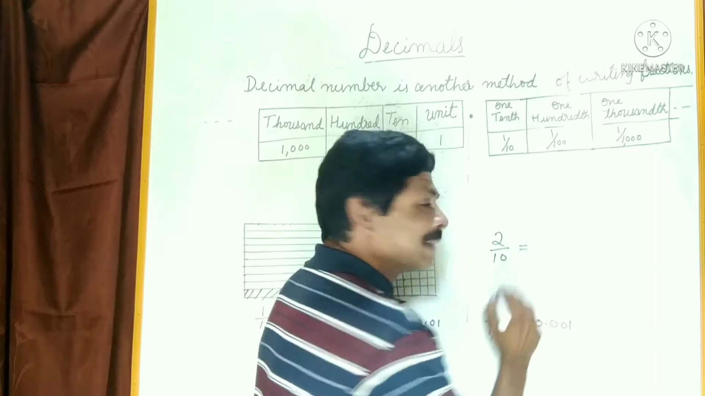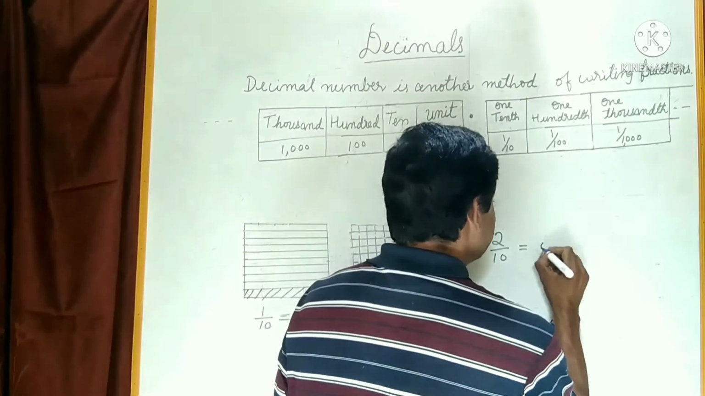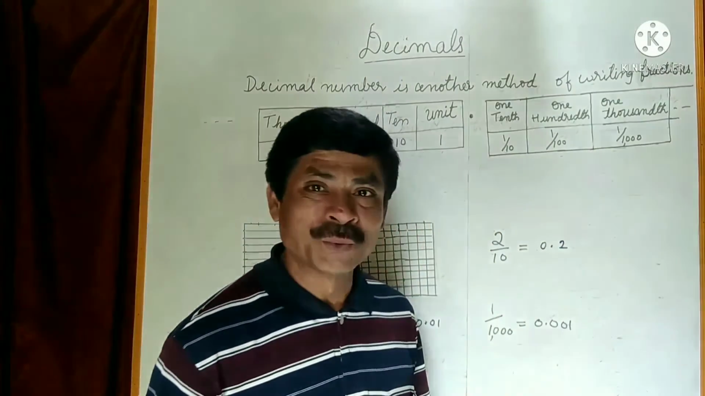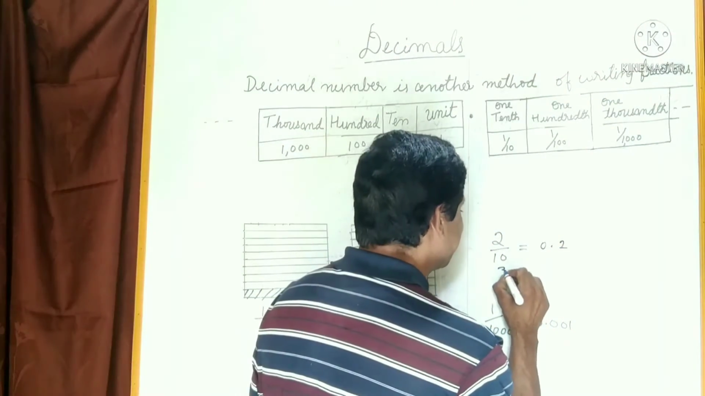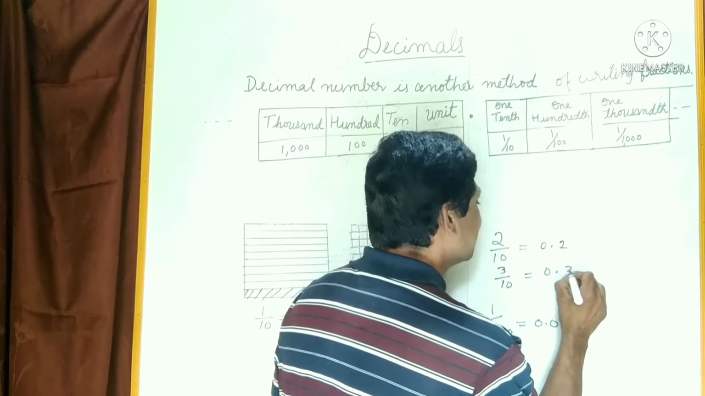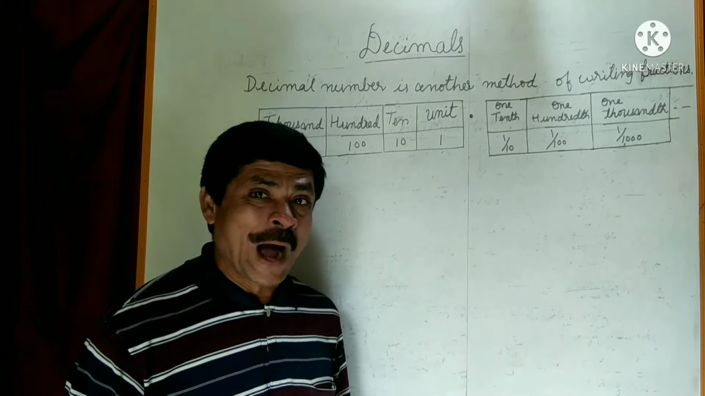Now 2/10 can be written in decimal form as 0.2. 3/10 can be written as 0.3.